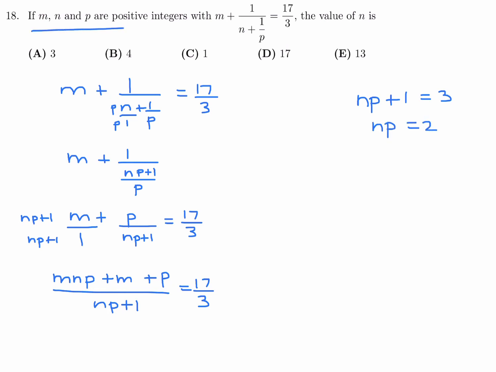Both of them, well, all 3 of them are positive integers. So how can I make n times p equal to 2? Either n is 2 and p is 1, or n is 1 and p is 2. That's the only way. All right, so let's figure out what happens to the numerator for each of those scenarios.